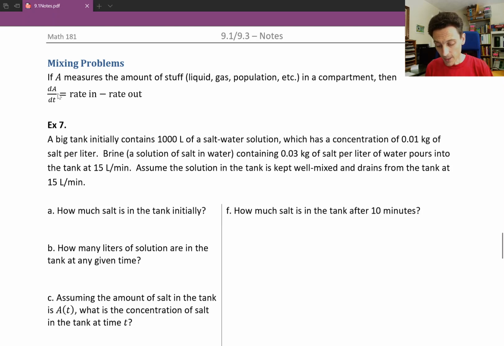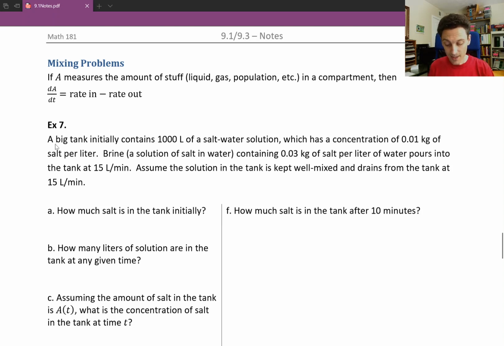Well then, the rate at which the amount of stuff in that compartment changes over time is going to be equal to the rate at which stuff is coming in minus the rate at which stuff is going out. Now if you have that as your basic differential equation, you can then try to solve that differential equation to figure out how much stuff is inside of the tank at any given time. So this differential equation models that kind of scenario, and then solving the differential equation will give you a function that models the amount of stuff in your compartment over time.